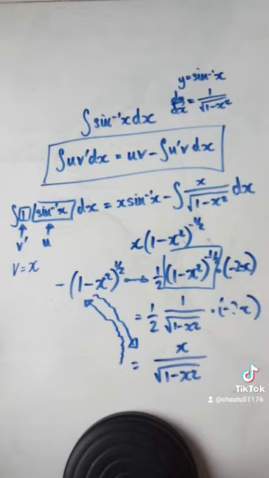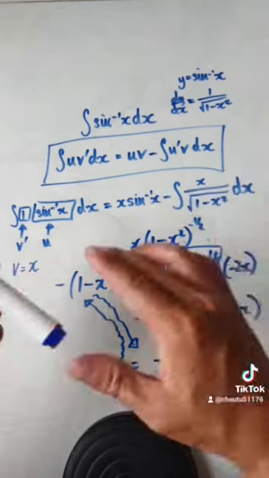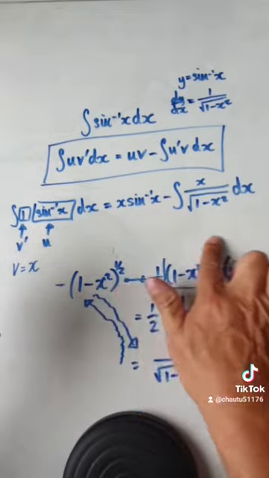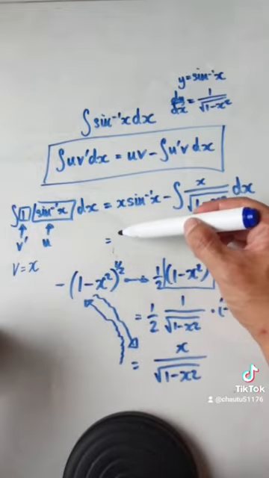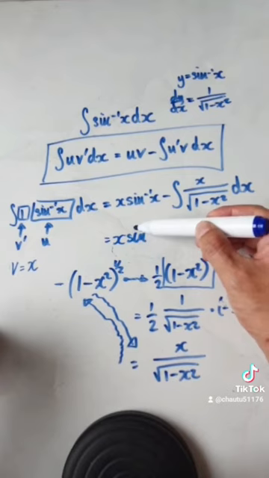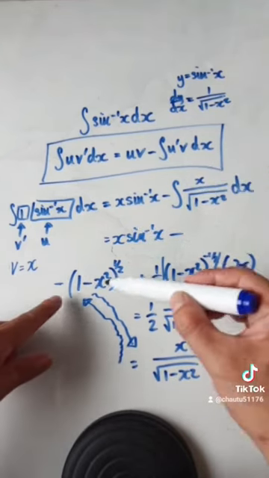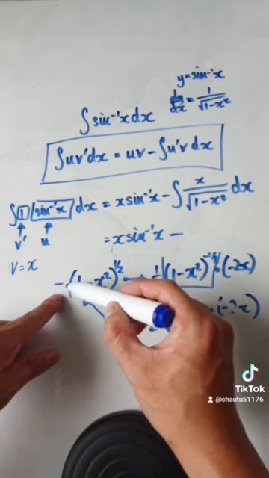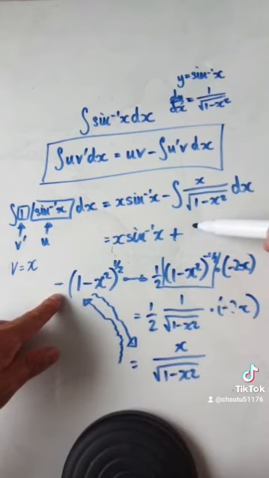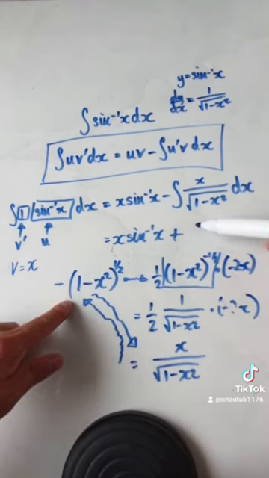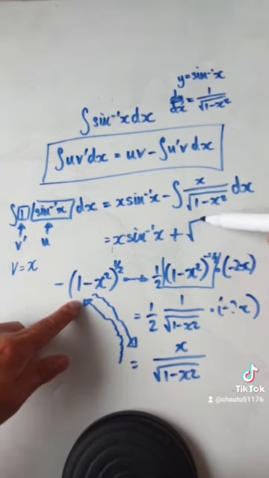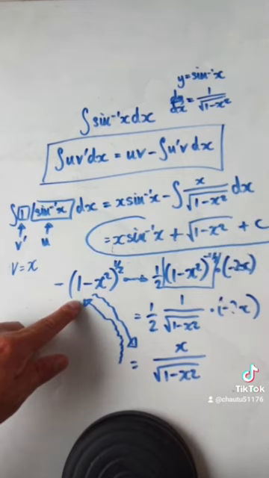So the final answer would be this thing: x times inverse sine of x, minus, now when you integrate this, it will give you this thing here. A minus and a minus would be a plus. So it would be plus this thing here. So that would be root 1 minus x squared plus c. This is your final answer. Okay?